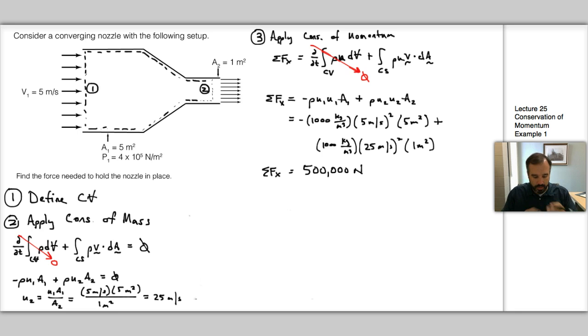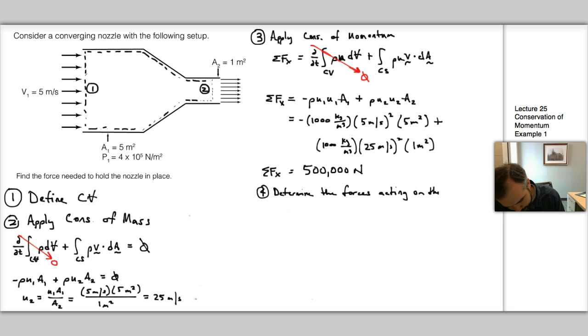Okay? So step 4, the next thing we need to do is determine the forces acting on the control volume. And here we're going to go back to statics. This is a statics problem now. The control volume is not moving. So let's do that.